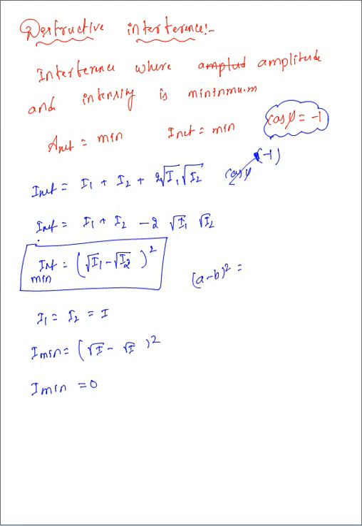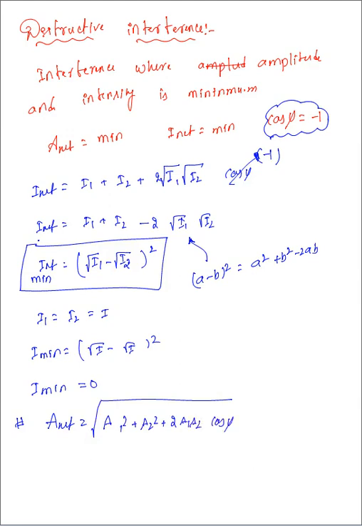Thus it can be written as A square plus B square minus 2AB. From there only we rewrote this formula. Fine. Next, we are going to discuss the net amplitude. Net amplitude means A net. A net can be written as under root of A1 square plus A2 square plus 2A1 A2 cos phi. Cos phi value should be equal to minus 1.